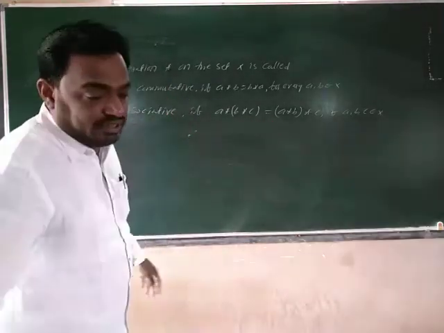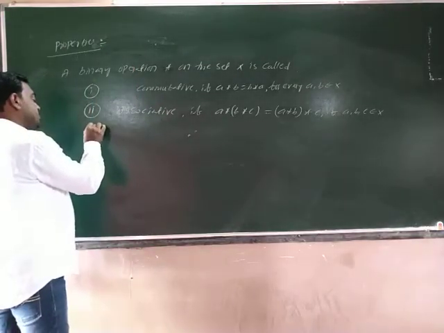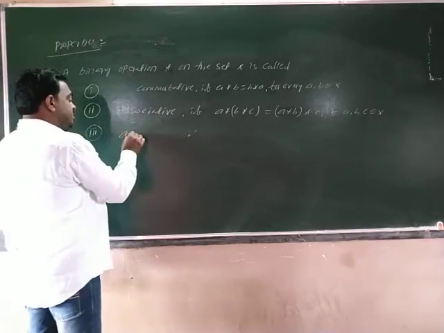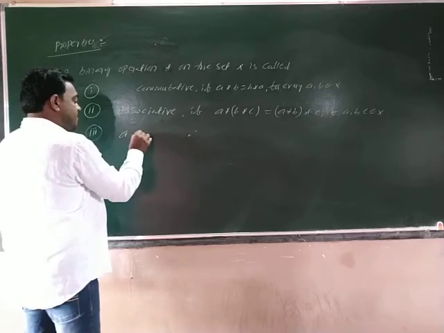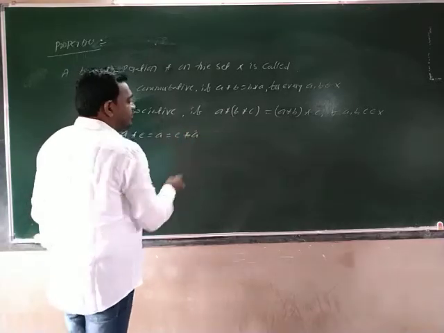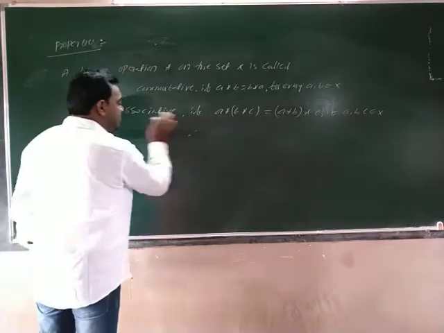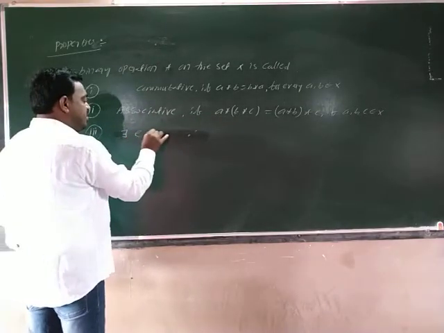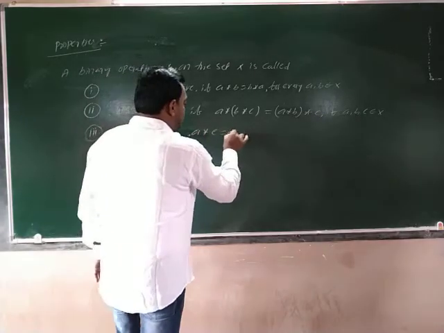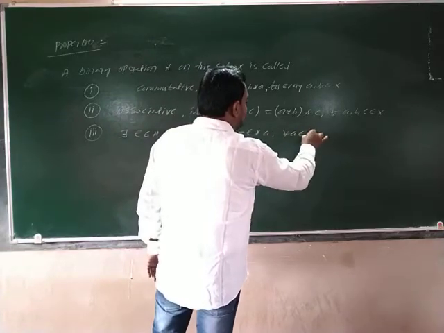Next, existence of identity. Existence of identity is very simple to state. A star E is equal to E star A. That means there exists E belonging to X such that A star E is equal to E star A, which equals A, for all A belonging to X.